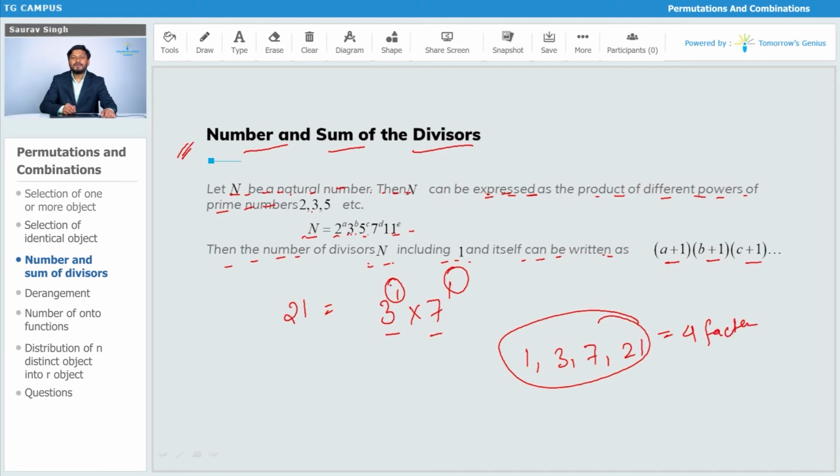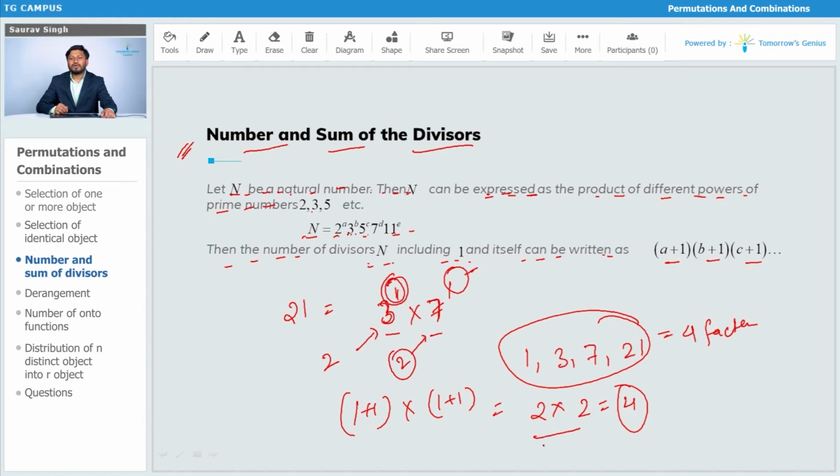With the help of this, how can we find out? It is 3 raised to the power 1, so 1 plus 1, into 7 raised to the power 1, 1 plus 1. That is 2 into 2, which is equal to 4. This is how it works, because see, 3 raised to the power 1 means we have one power of 3, so we can select it or not. So we have two options. And 7 raised to the power 1, so we can select 7 or not. So we have two options. So 2 into 2 is equal to 4.